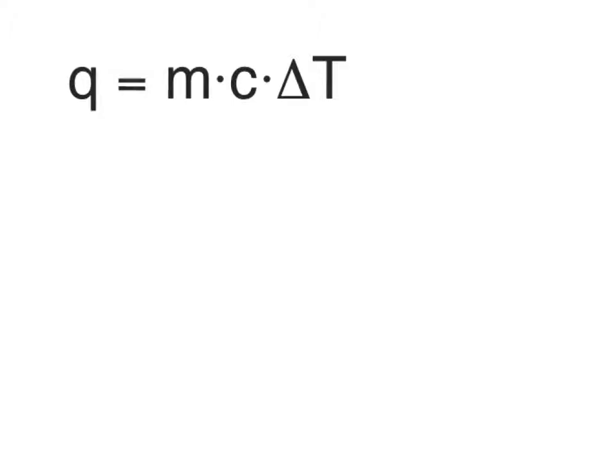Welcome to this video about Q equals mc delta T. This is the equation we use to calculate the amount of heat in calories or joules that is going on in a reaction. Just real quick, a reminder, Q represents the heat, and that can be in calories or joules, which is, again, the metric unit for heat.